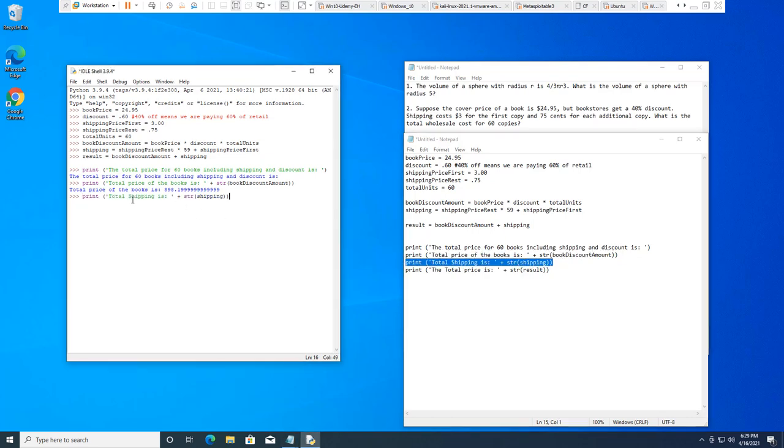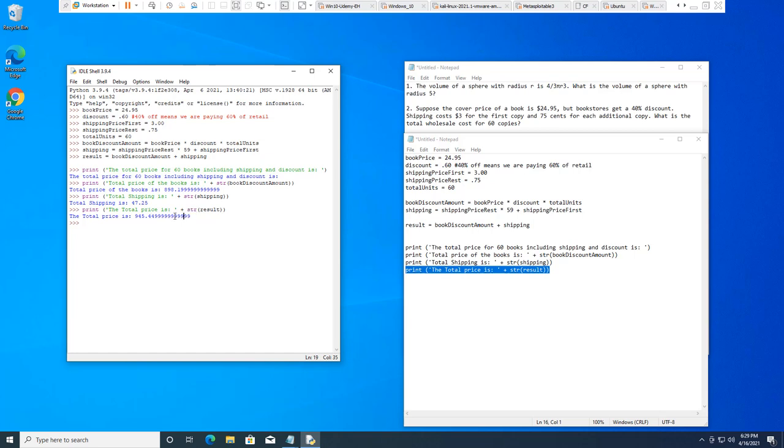Next, we have our total shipping cost of $47. And here we have our total price. Total price is $945.45, roundabout. Even though they're tagged as strings, we could have done them as floats.